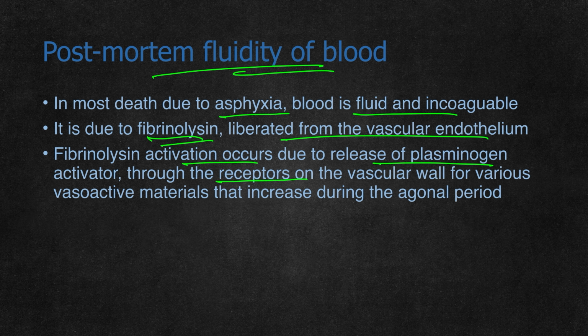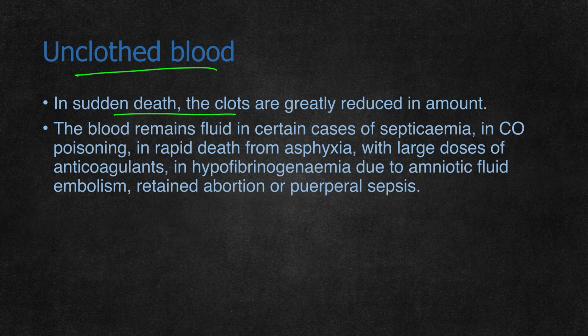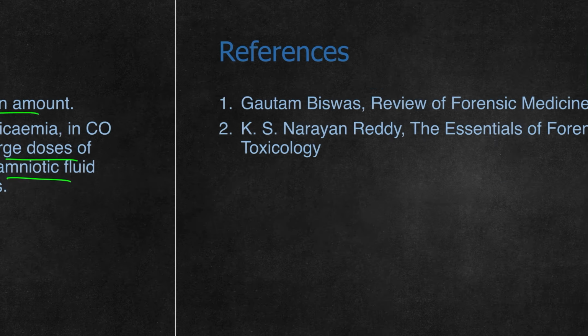Then, unclotted blood. In certain deaths, clots are greatly reduced in amount. The blood remains fluid in certain cases of septicemia and carbon monoxide poisoning, rapid deaths from asphyxia, large doses of anticoagulants, hyperfluidemia and amniotic fluid embolism, retained abortions, and peripheral sepsis.